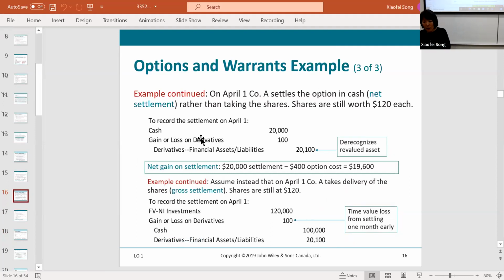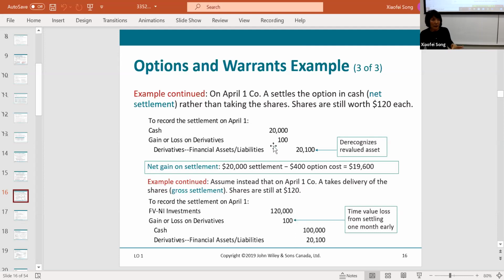So then when it's settled, if you take delivery, this is the one we did, okay? If you take the delivery, you will actually purchase the shares and be in possession of 1,000 shares after the exercise. They have a fair value of 120,000, and you pay 100,000 for that, and you remove the call option and recognize the realized loss.